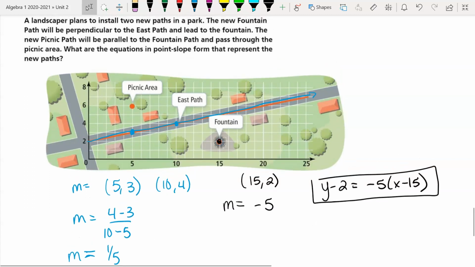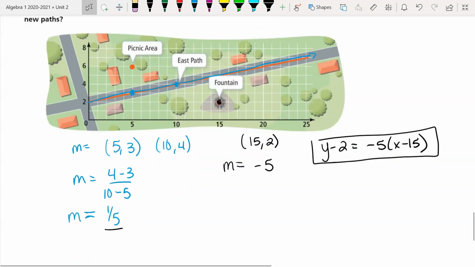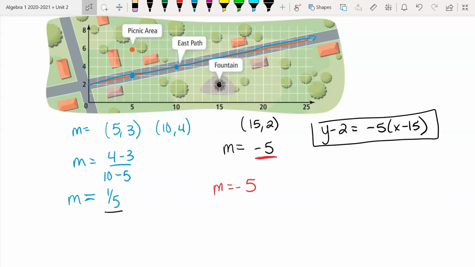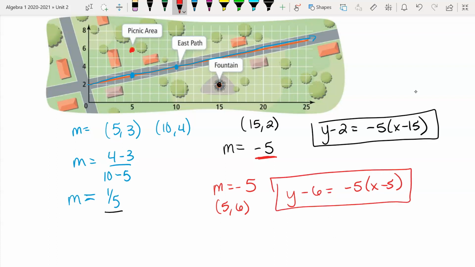It then says the new picnic path will be parallel to the fountain path and pass through the picnic area. What are the equations in slope-intercept form? So now if I want parallel to the fountain, that means I'm going to use the same slope. But now I'm going to use a different point. I'm going to use (5, 6) and write that. y minus 6 equals negative 5 times x minus 5. So just really read the problem and break down what they want, guys.